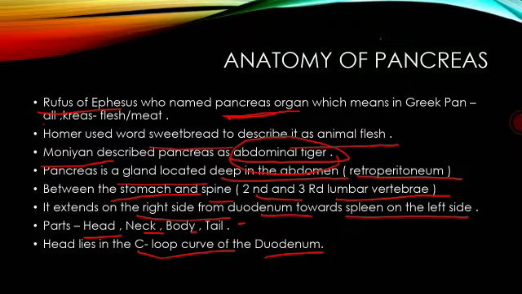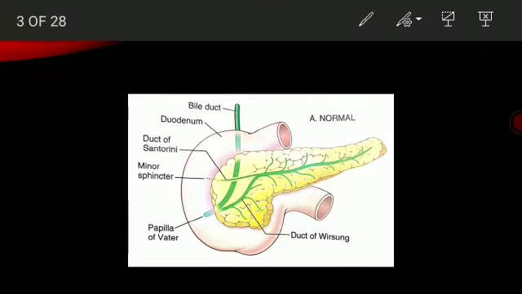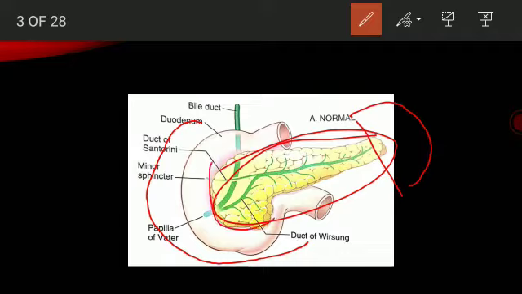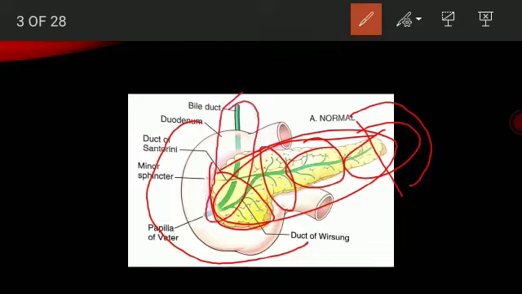So let's see the diagram of the pancreas. This is our beautiful pancreas. On the right side it has the C-shaped loop of the duodenum. On the left side it has the spleen, and it has four parts: head, neck, body and tail. And here we can see the green colored structure, that is the bile duct, and this is the duct of Wirsung, which is the main pancreatic duct.